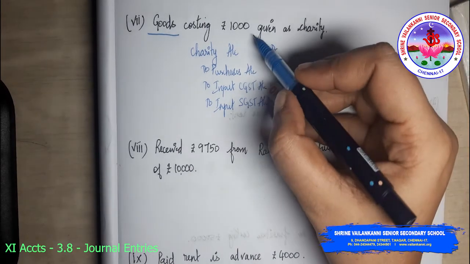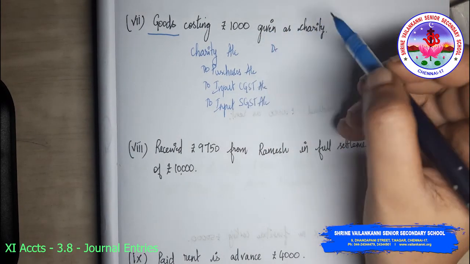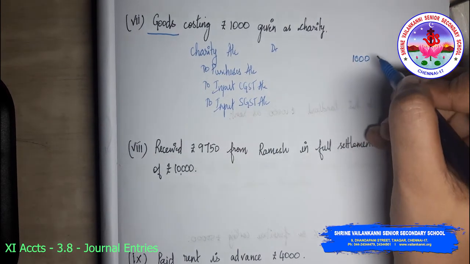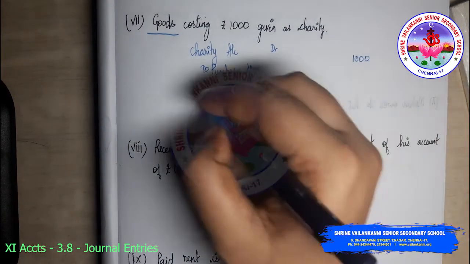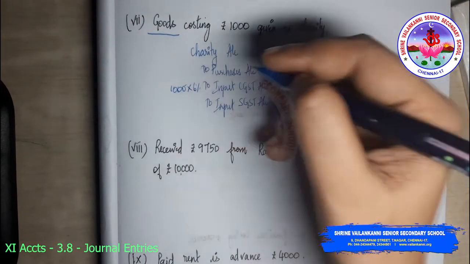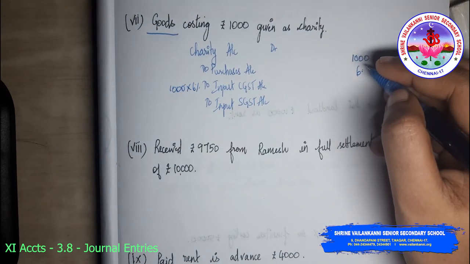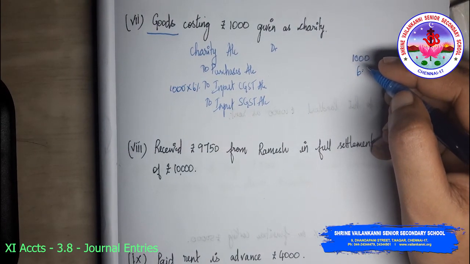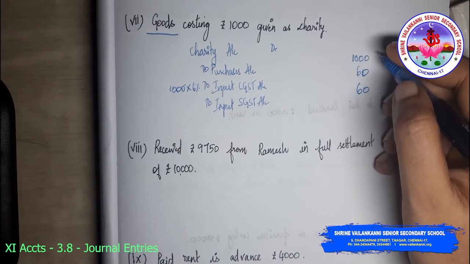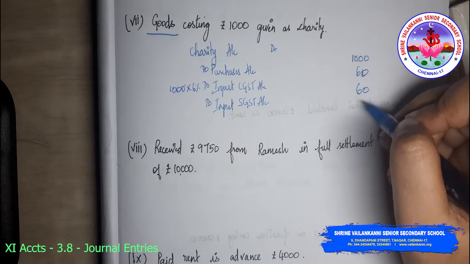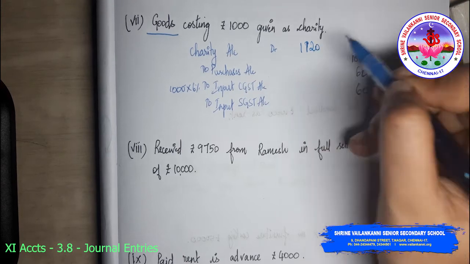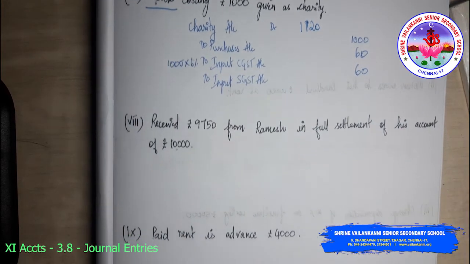Now charity is how much? Purchases worth ₹1,000. Now 1000 into 6%, that is 60 and 60. So how much will you show? 120. So 1000, 120. Okay, clear.